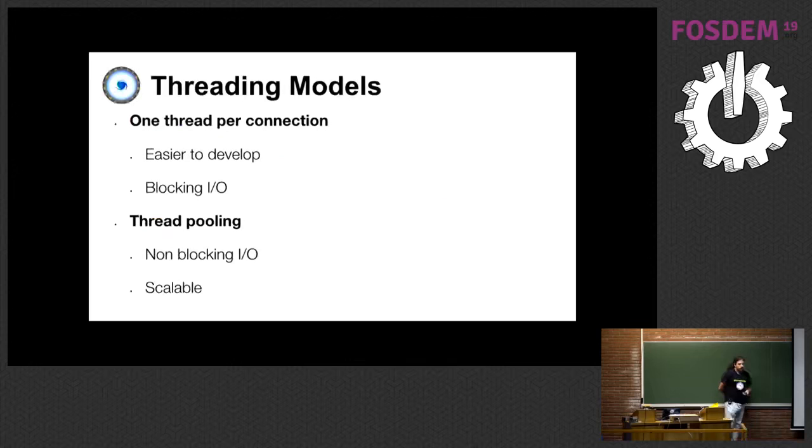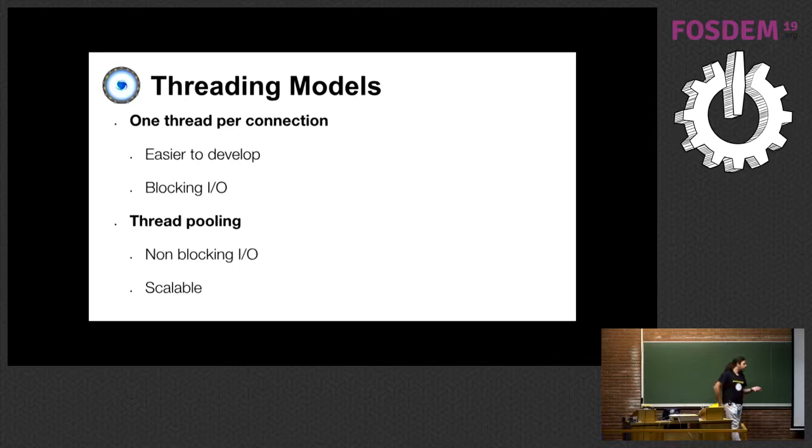So, a quick overview of the various threading models that can apply to any sort of software. You can have either one thread per connection, or in some other systems even one process per connection, like in Postgres, or you have some thread pool. There are pros and cons to both. The pro of one thread per connection is that it's easy to develop, because every thread is just handling one connection. On the other hand, one of the problems is blocking I/O. That specific thread has to handle that specific connection and nothing else.